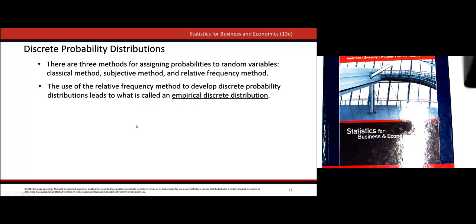There are 3 methods for assigning probabilities to a random variable. Classical method: you use the classical method if you have equally likely outcomes. Subjective method: you may be an expert in one area. You may look at the historical data, but combine this with your expertise, use some data, but not just data. You combine the data with your expertise and assign the probabilities. Or you can use the relative frequency method.